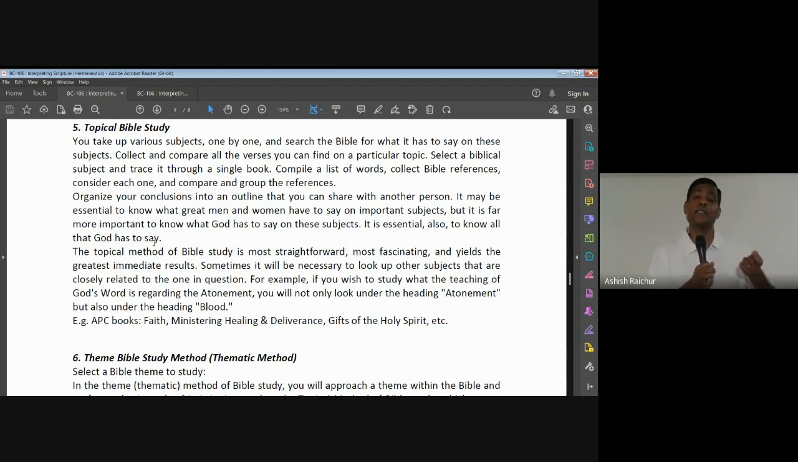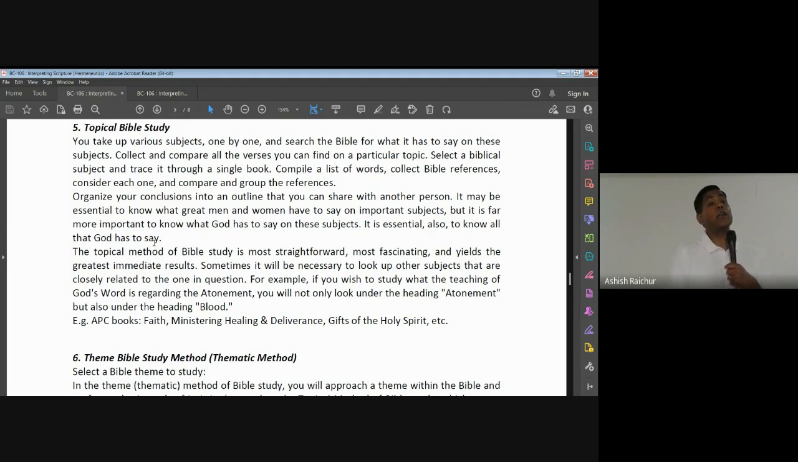Similarly, a word study means you pick a particular word. For example, heart. I'm just giving heart. Or the word love. Or the word faith. Or the word life. You take that word and you study it from Genesis to Revelation. Generally, when you do a word study, you'll say, okay, in the Hebrew, these are the Hebrew words that are translated heart. In the Greek, these are the Greek words translated heart.